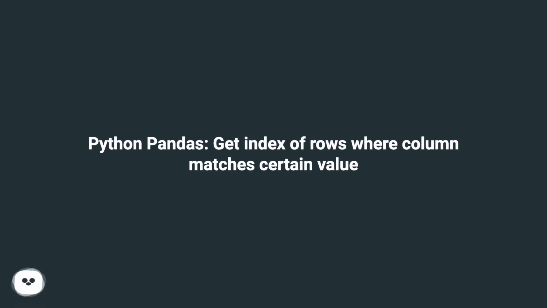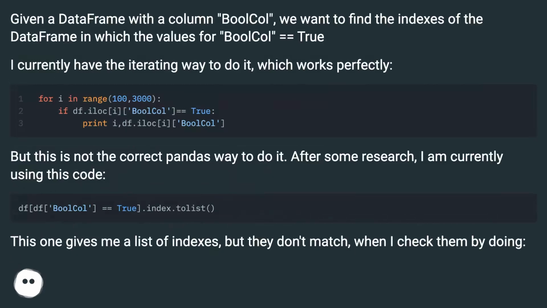Python Pandas. Get index of rows where column matches certain value. Given a data frame with a column bool call, we want to find the indexes of the data frame in which the values for bool call equals true. I currently have the iterating way to do it, which works perfectly.